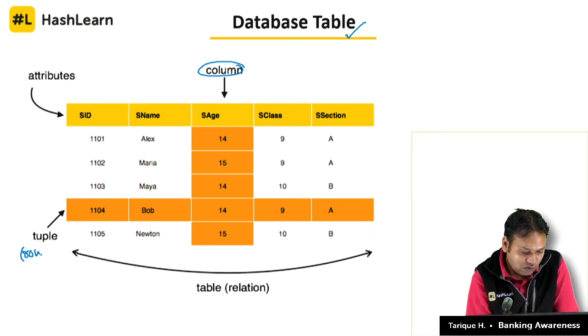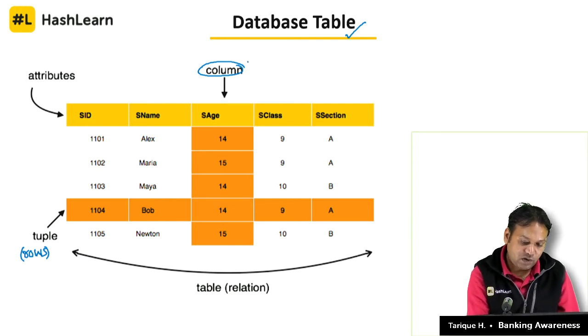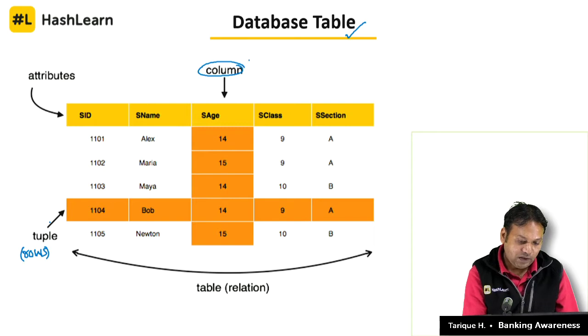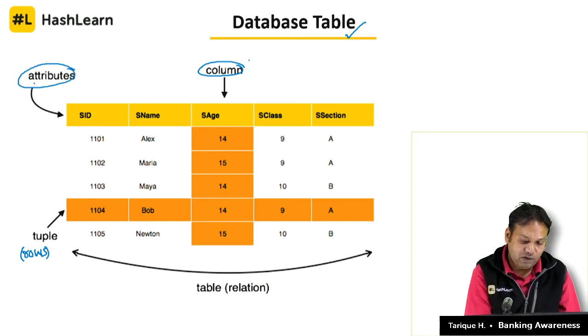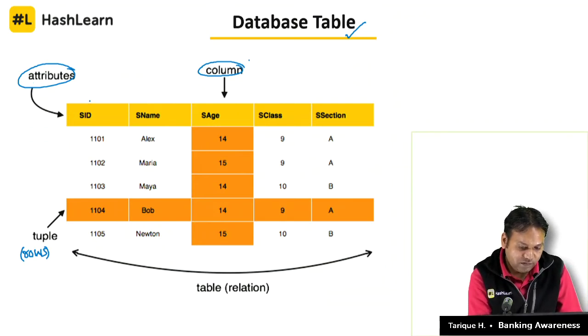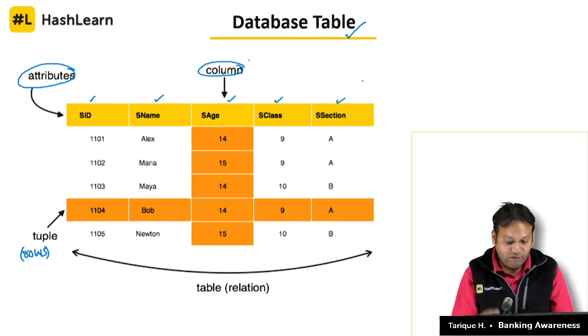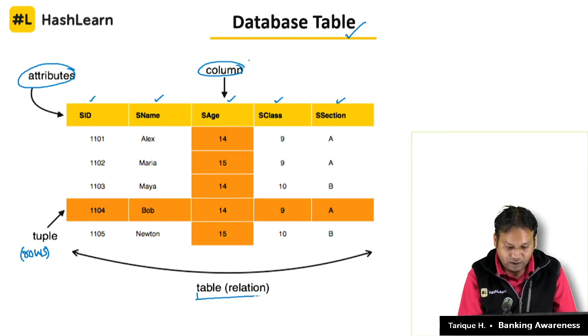Rows are also called tuples. That could be one question. A row is also called a tuple, and a column is an attribute. Whether we call it a column or an attribute, they are all the same. Now you see we have 5 columns here. Each of these is an attribute for a particular table.